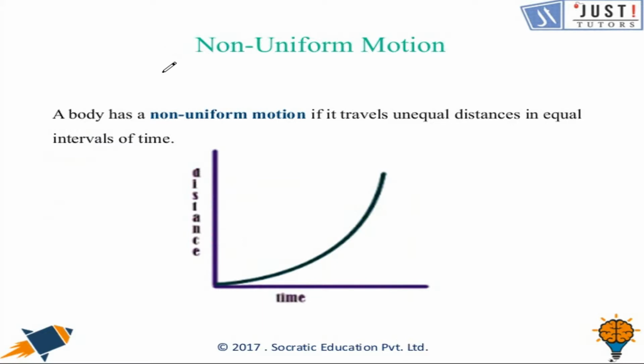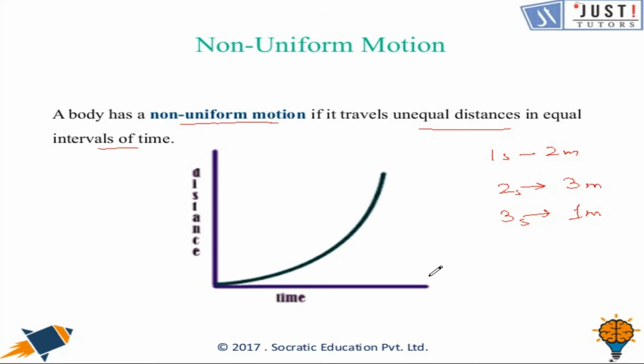Non-uniform motion. By the name, we can very well understand that it is the motion which is not uniform. But in a particular manner, how will we say it? We'll say a body has a non-uniform motion if it travels unequal distances in equal intervals of time. Let's say an object moves 2 meters in the first second, 3 meters in the second second, and in the third second it just moves 1 meter. So all in all, in 3 seconds it moved just 6 meters. This is an example of non-uniform motion.